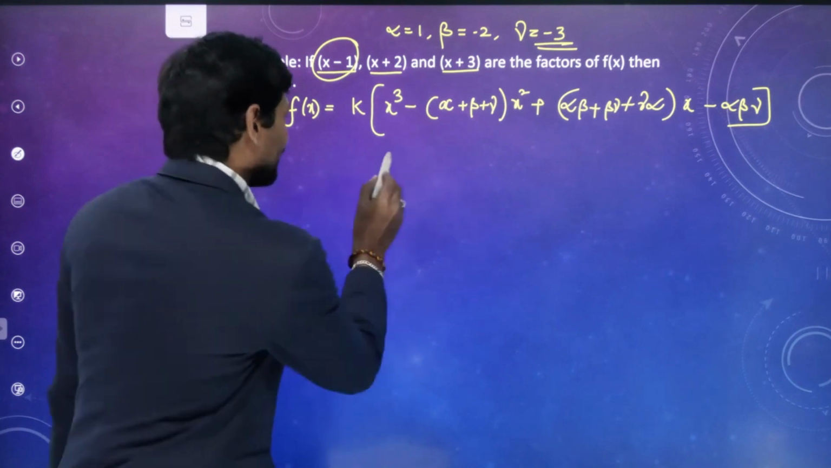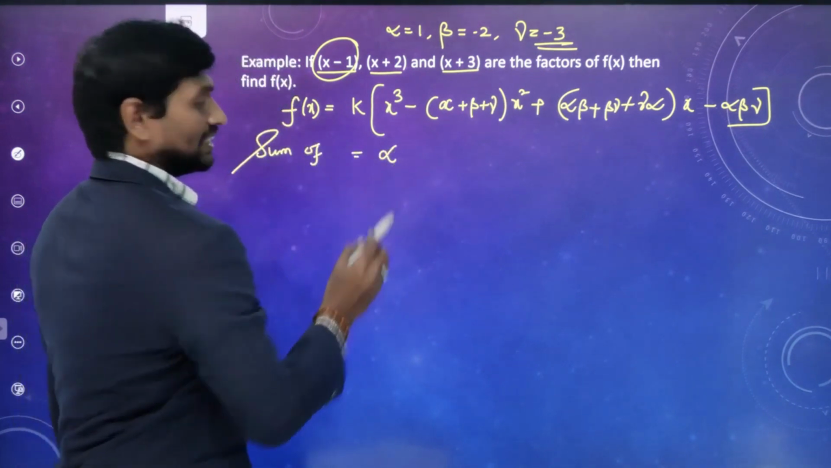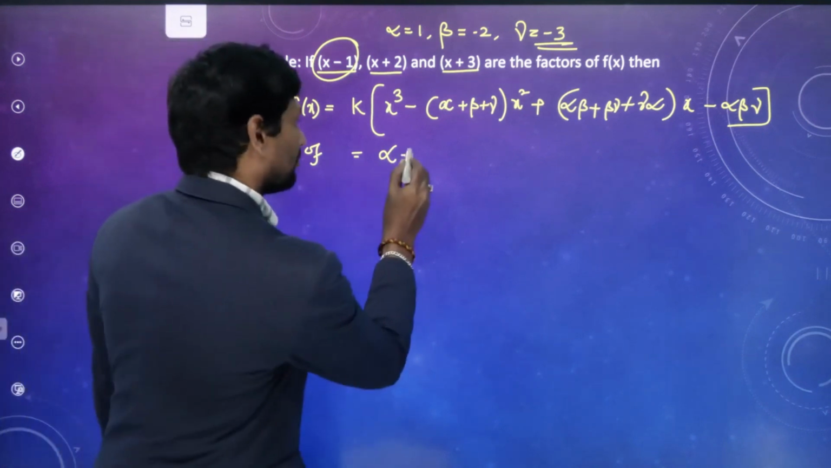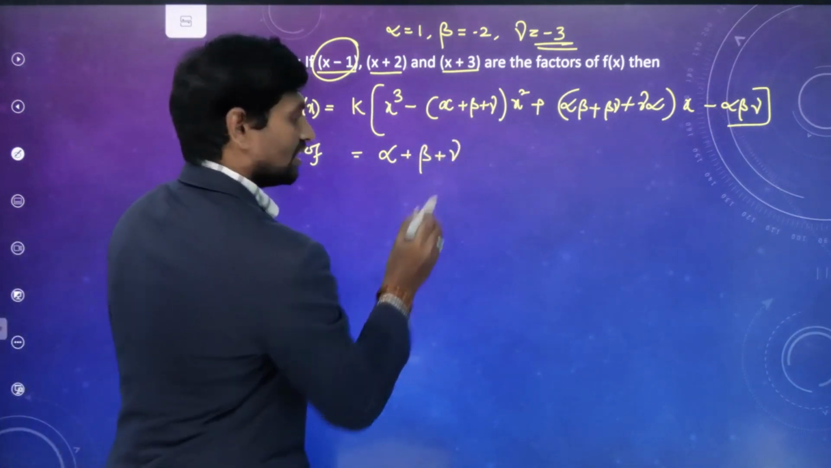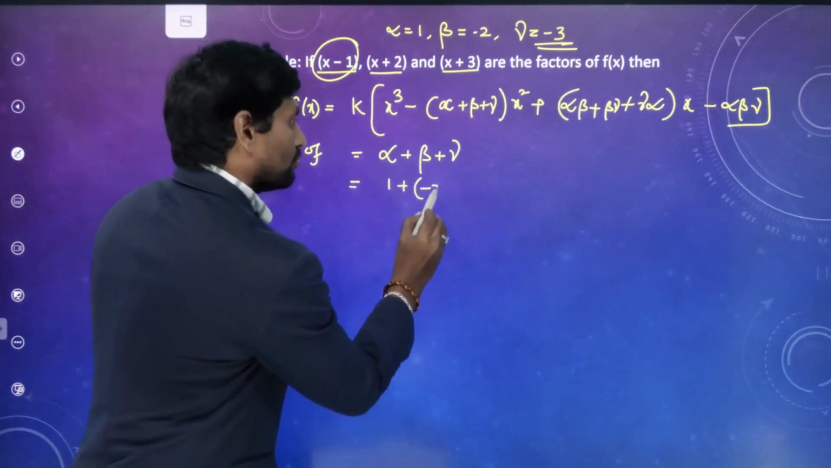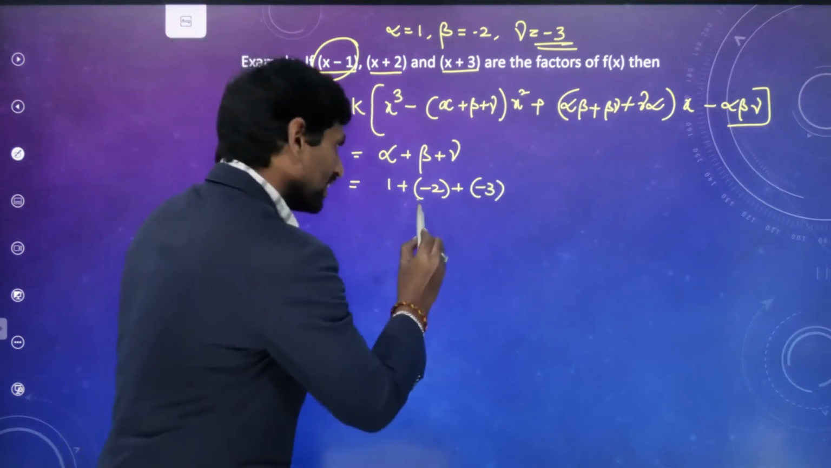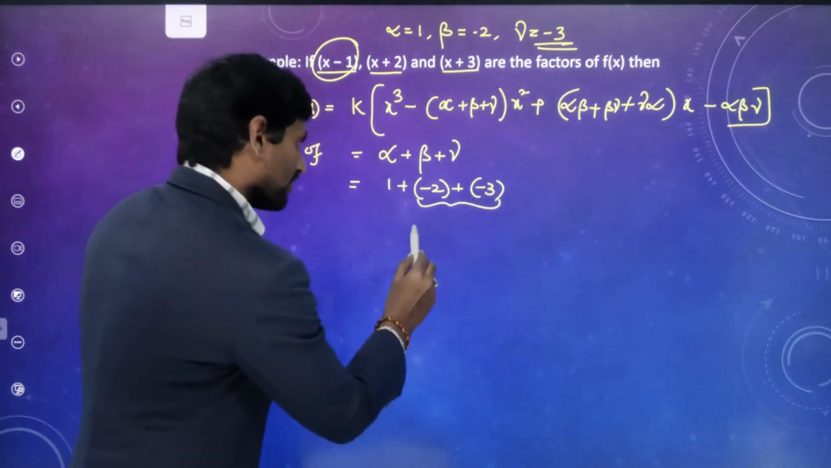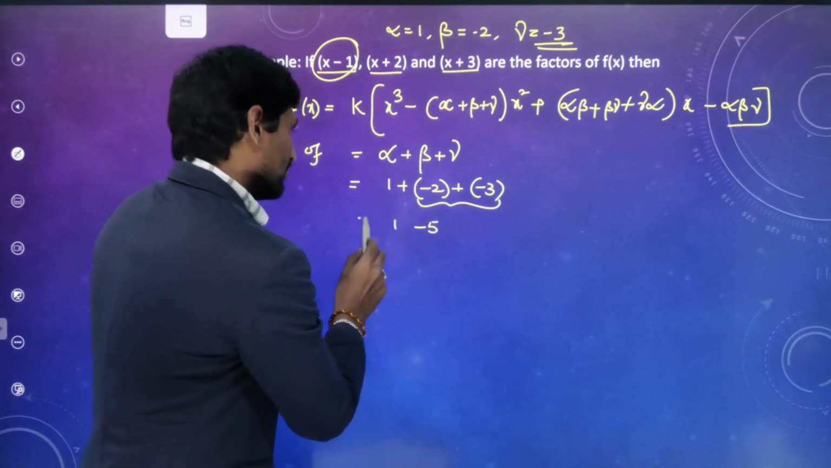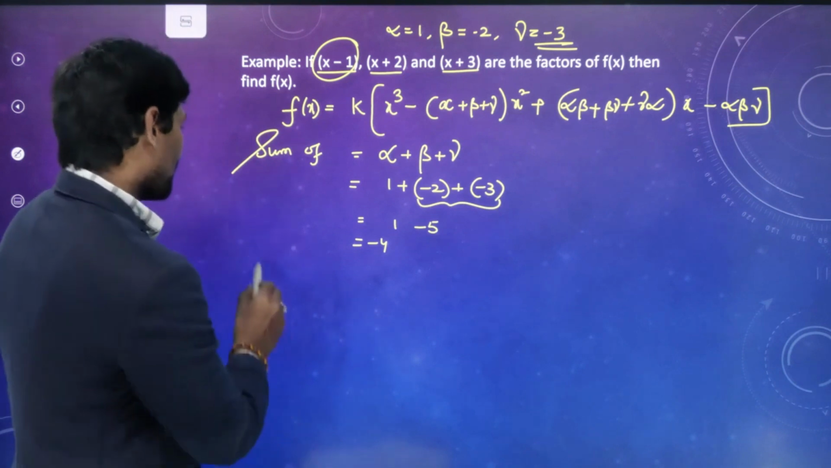Let us find the sum of roots. Sum of roots is nothing but alpha plus beta plus gamma. Add all of them. So alpha value 1, beta value minus 2, and the gamma value is minus 3. So add the negative integers 2 and 3, becomes minus 5. Minus 5 plus 1 becomes minus 4. So sum of roots is minus 4.